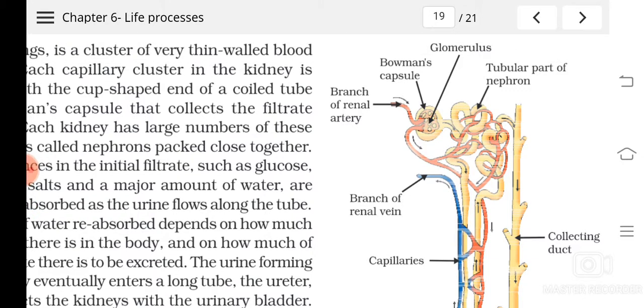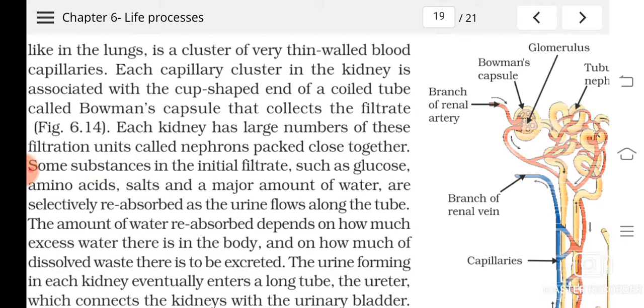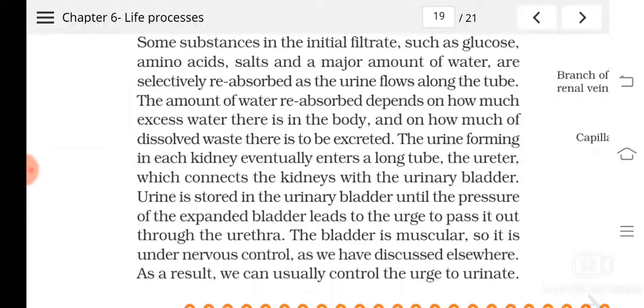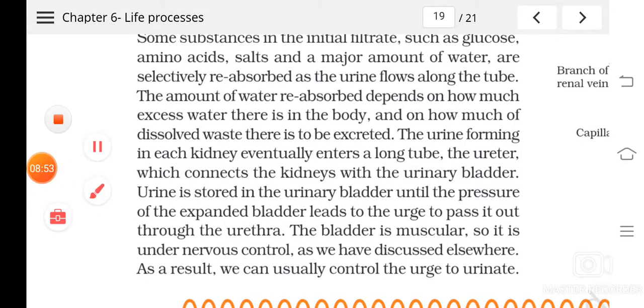So I told you urine formation takes place in 3 steps. What are they? Glomerular filtration or ultrafiltration. Then comes tubular reabsorption, where the components which are useful to the body are reabsorbed, and then tubular secretion, where unwanted materials from the blood capillaries enter the tubular part of the nephron so that they can be excreted out. So these 3 processes help in the formation of urine. Understood? So in this way urine is formed in the nephron.